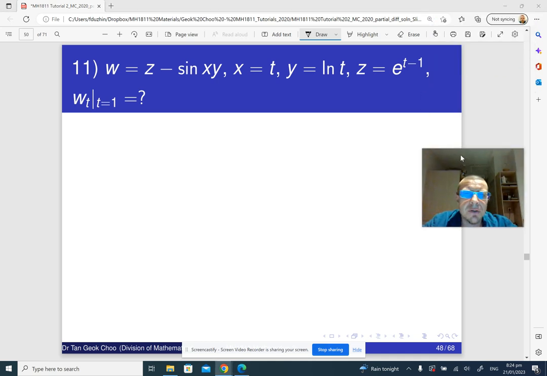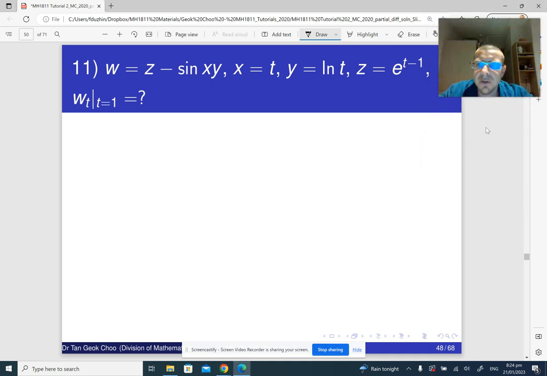All right, so here is another question on the chain rule. Let me just emphasize that this is about the chain rule, so we've got to use the chain rule to do it. What do we have here?